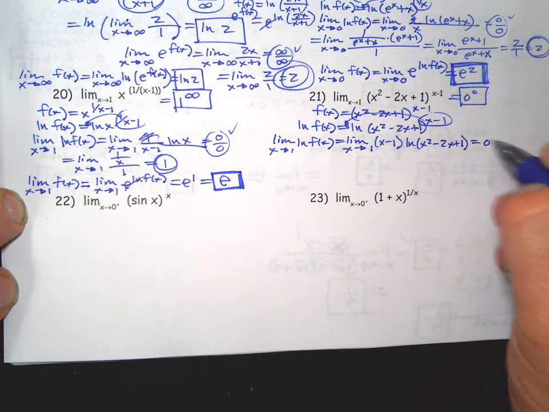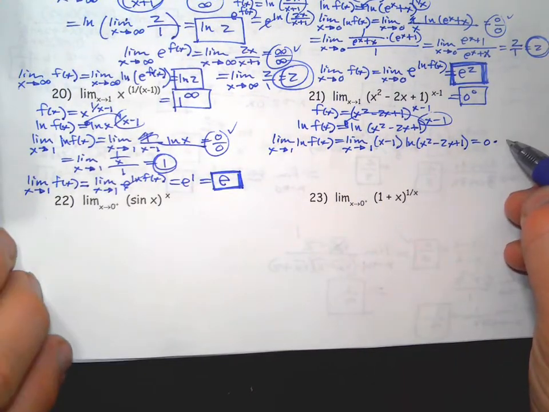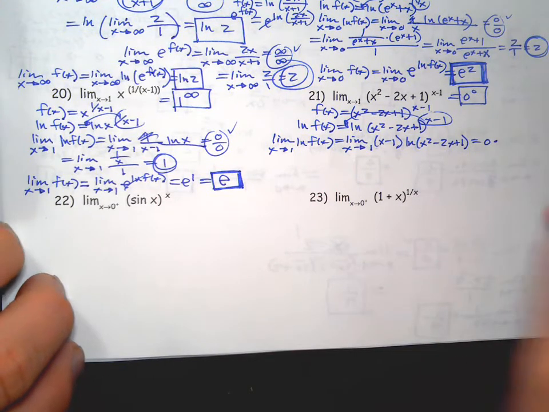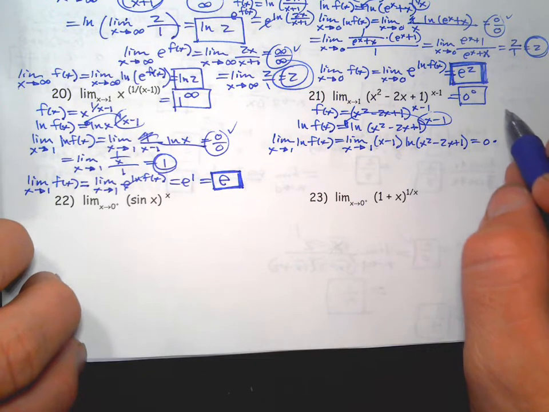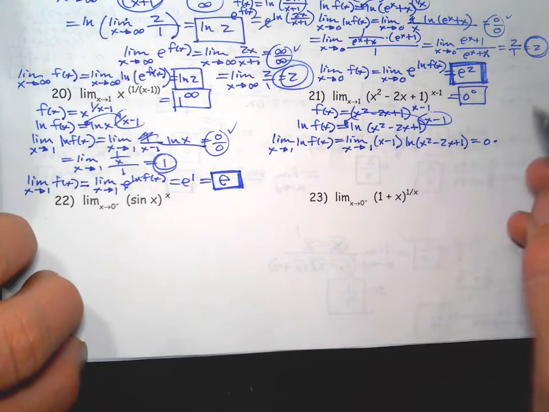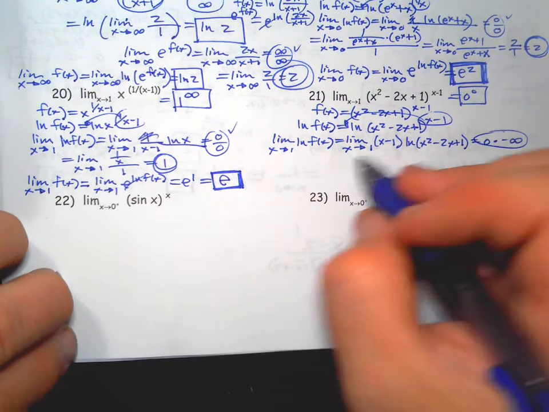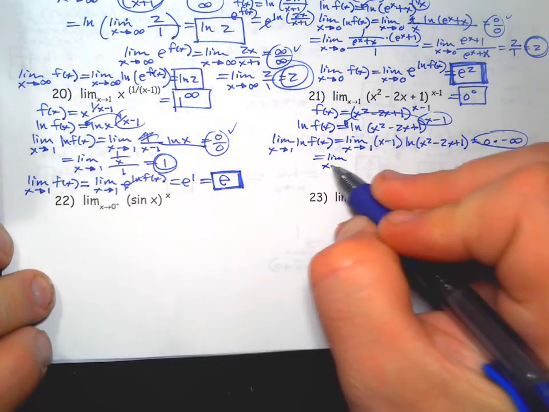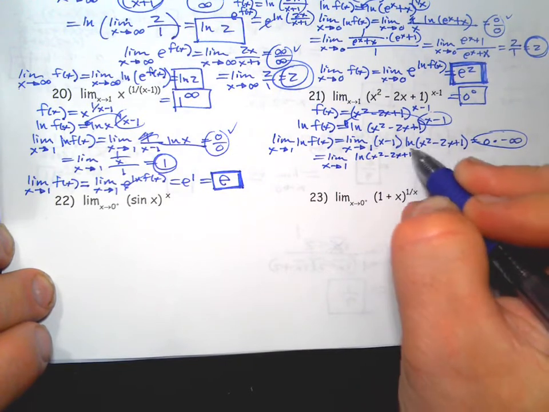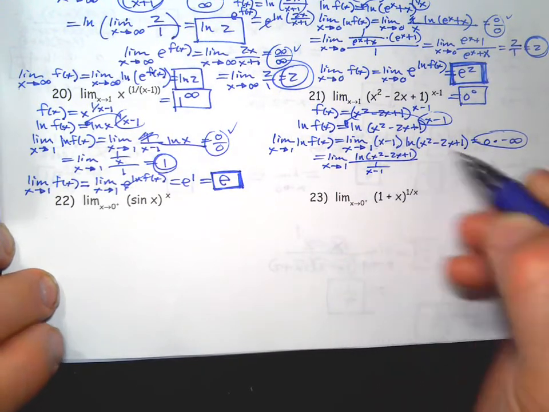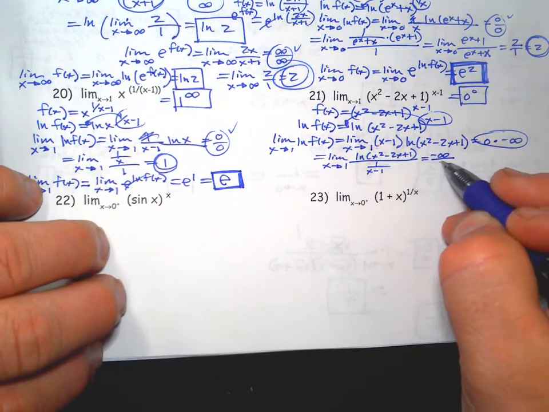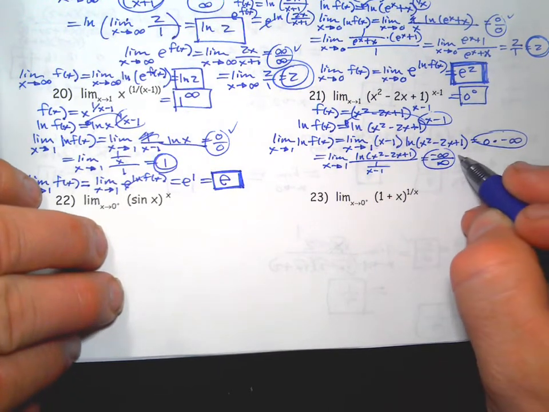So we're going to get 0 times, let's see, 0 times natural log of 1 is 0. Oh, wait, natural log of 0 is going to be negative infinity. So we need to change it into a fraction. Leave the natural log on top, unless you like making your life much harder than it has to be. Now we get negative infinity over infinity. So we do L'Hopital's rule.